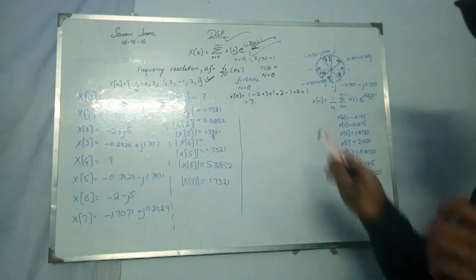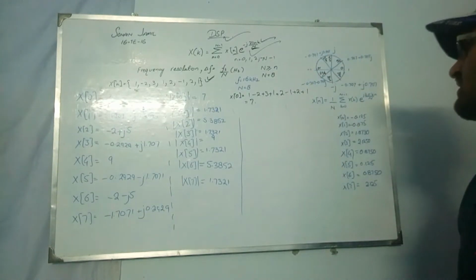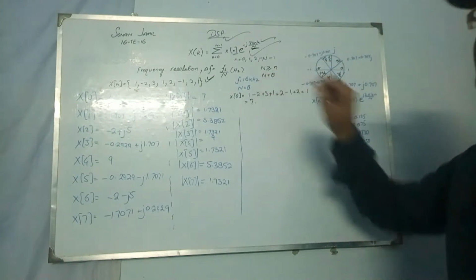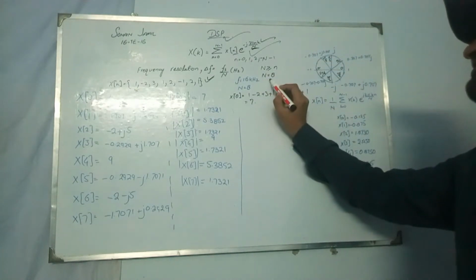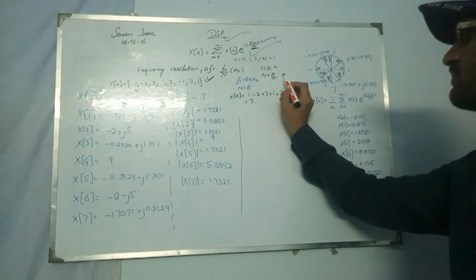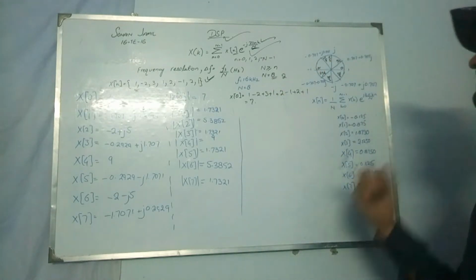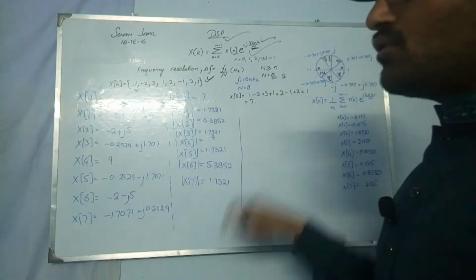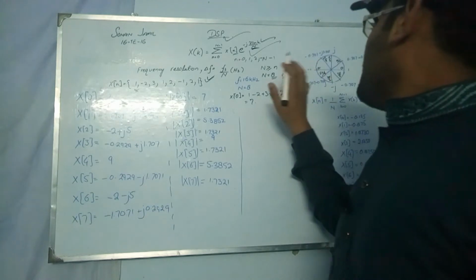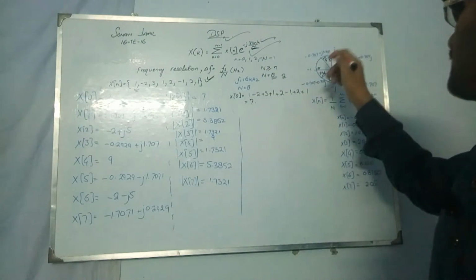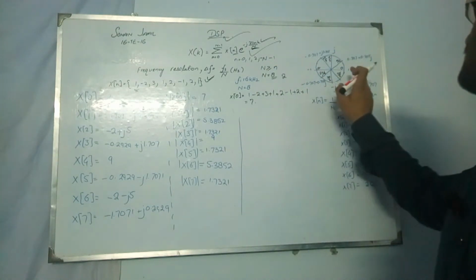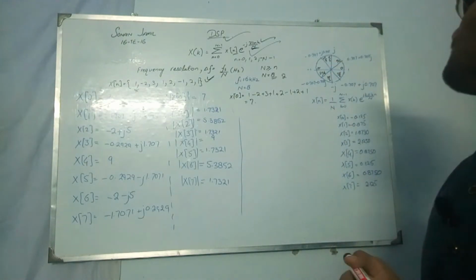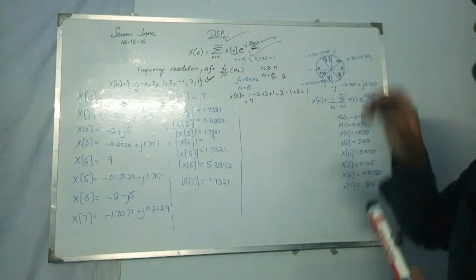As you can see, I have drawn this circle here, and the partition of this circle depends on N. If it is 2, then we will divide this circle into 2 parts. If it is 4, we will divide this into 4 parts. If it is 8, as in this case, I have divided this circle into 8 parts. So first is 0, angle is 0. Then what will be the result?